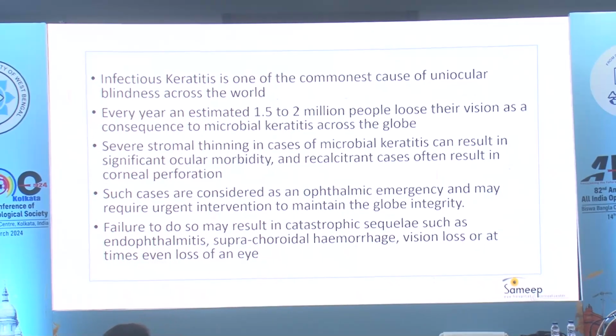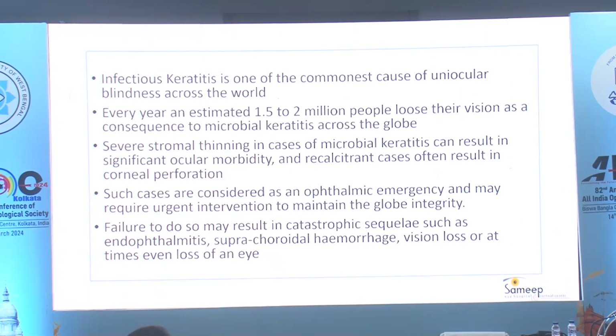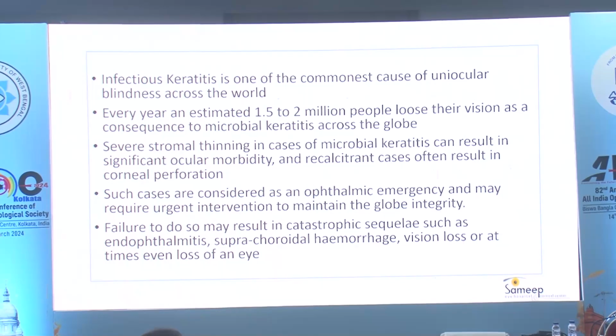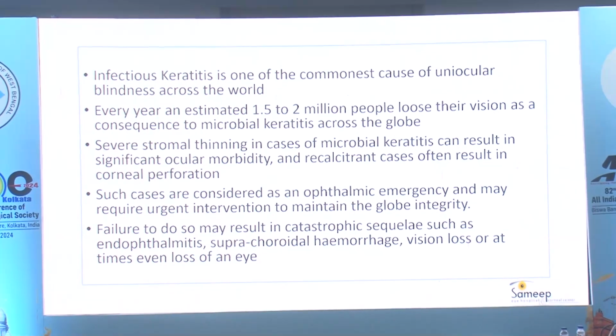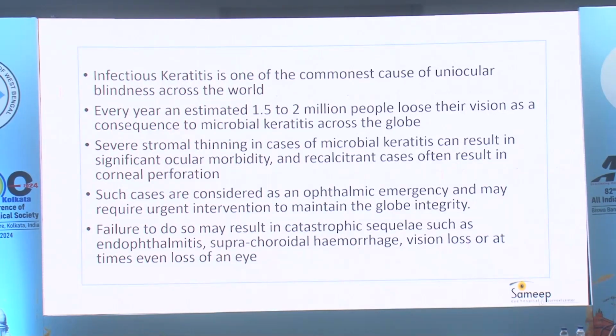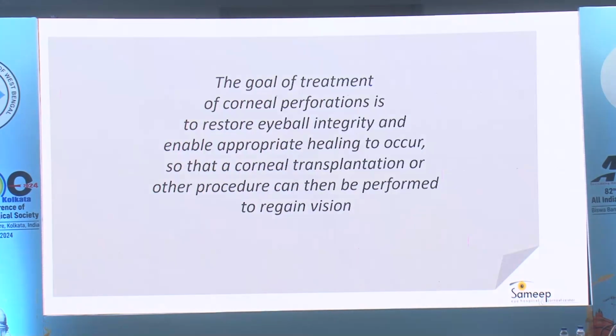Severe stromal thinning in cases of microbial keratitis can result in significant ocular morbidity, and recalcitrant cases can often result in corneal perforation. Such cases are considered an ophthalmic emergency and may require urgent intervention to maintain globe integrity. I'm sure every one of you must have faced this kind of situation in your OPD. Failure to do so may result in catastrophic sequelae such as endophthalmitis, suprachoroidal hemorrhage, vision loss, or at times loss of an eye.